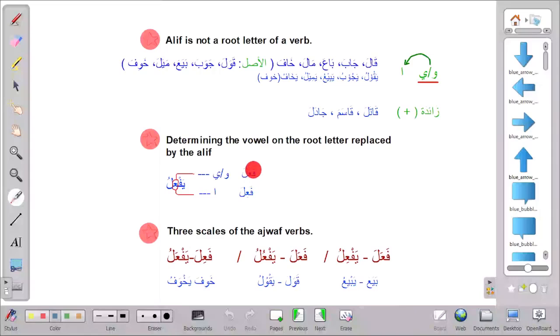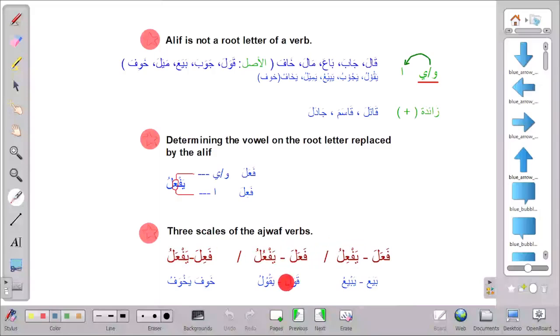Okay. Now let's look at the third here. What we are mentioning here is the 3 scales of the ajwaf verbs. And we said it can come on 3 scales. This one is just a basic categorization of the patterns in which the ajwaf verbs can come. So the first one here we are having is fa'ala, yaf'ilu, and an example is baya'a, yabi'u. Then it can also come on fa'ala, yaf'ulu, and then fa'ila, yaf'alu. So these are the three cases.